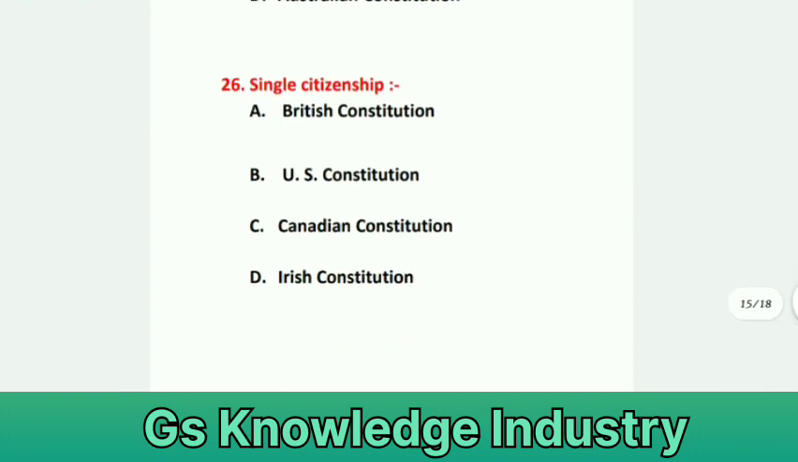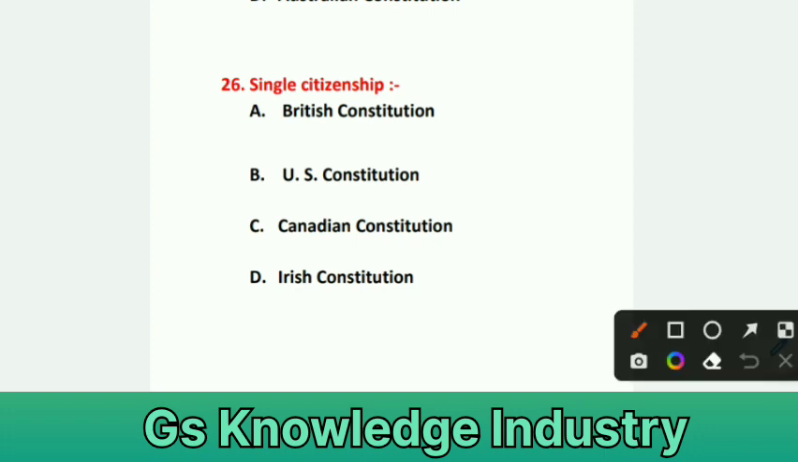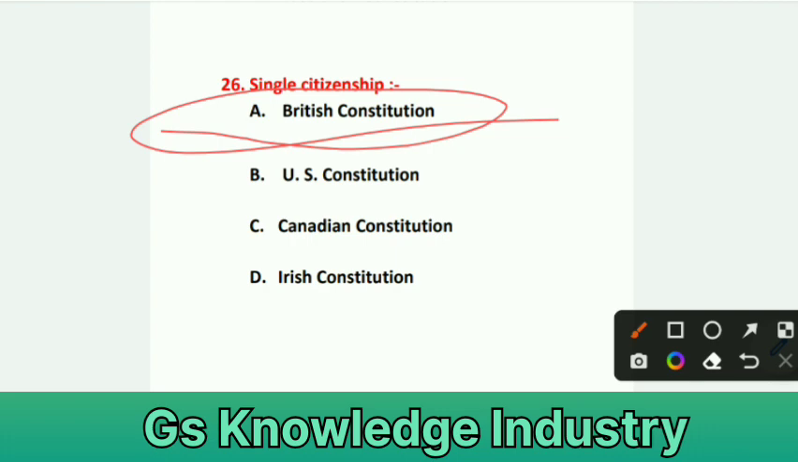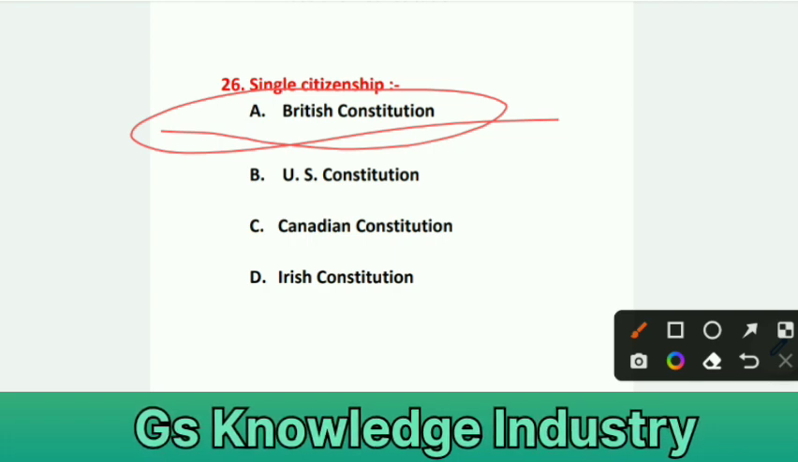26 number question. Single citizenship has been came from which constitution? Option A. British Constitution. Option B. US Constitution. Option C. Canadian Constitution. Option D. Irish Constitution. Here the right answer is option A. Option A is the correct answer. British Constitution. Single citizenship. This system has been came from British Constitution, right?